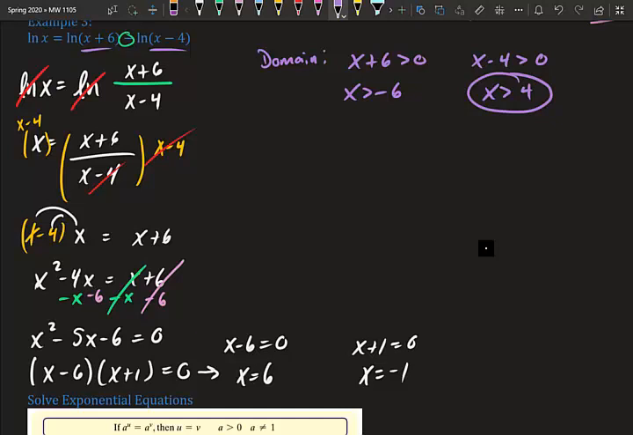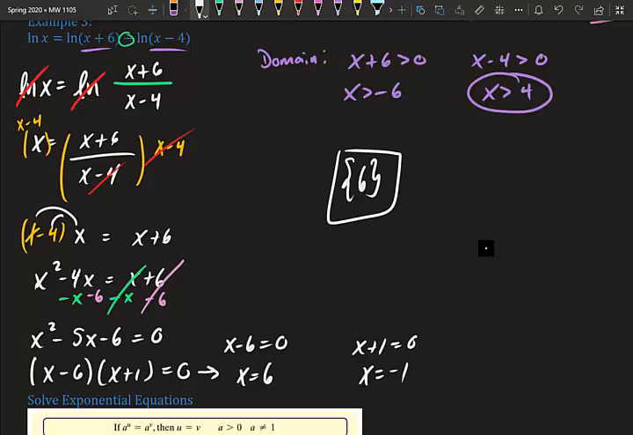Is negative 1 greater than 4? It's not. So if you would have not known that the only domain is 4, so say you said both of these are the domain, negative 1 is greater than negative 6, right? It is. But is it greater than 4? No. So that's why we go with the biggest number. So our only solution is positive 6.